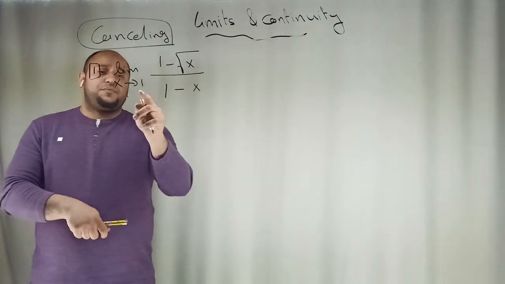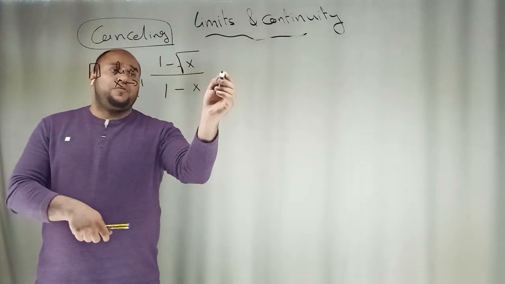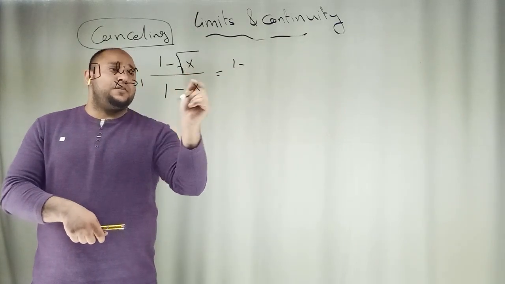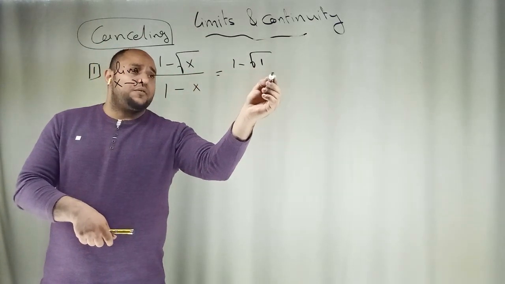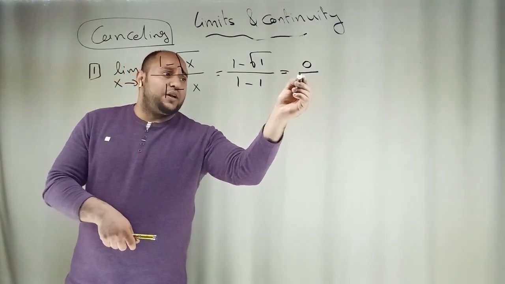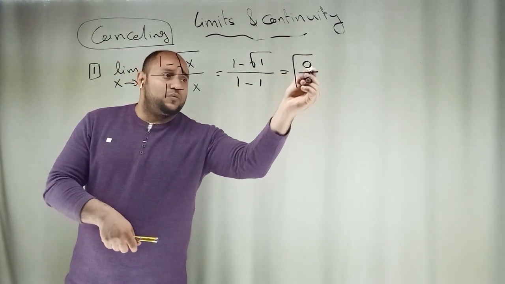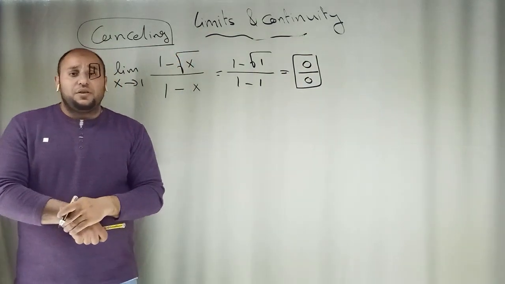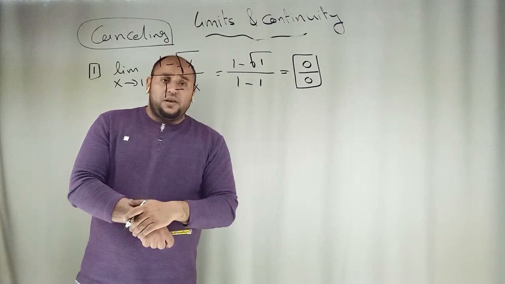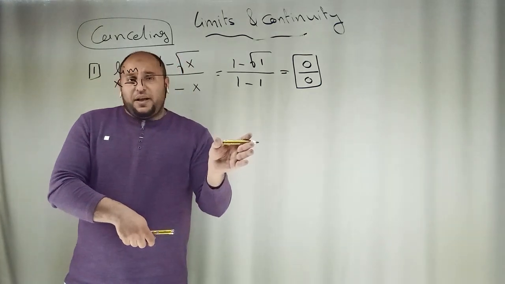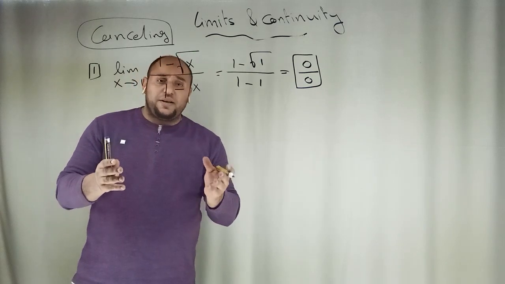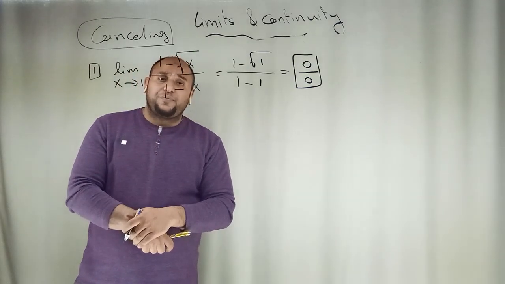If I use direct substitution, you will find 1 minus square root of 1, which is 1 minus 1, so the numerator and denominator are 0, dividing by 0. This quantity is an unknown value. I can't stop at this point. I have to find another way to solve this limit.